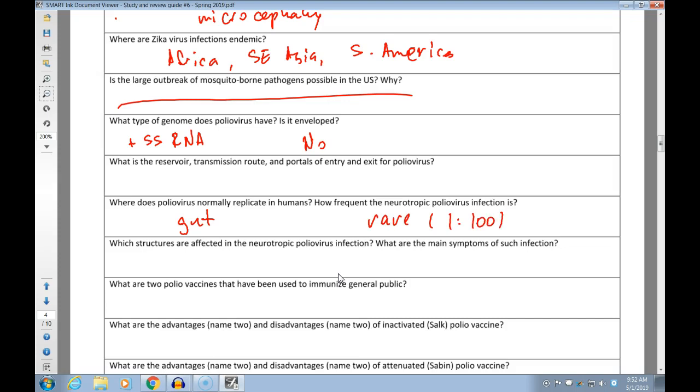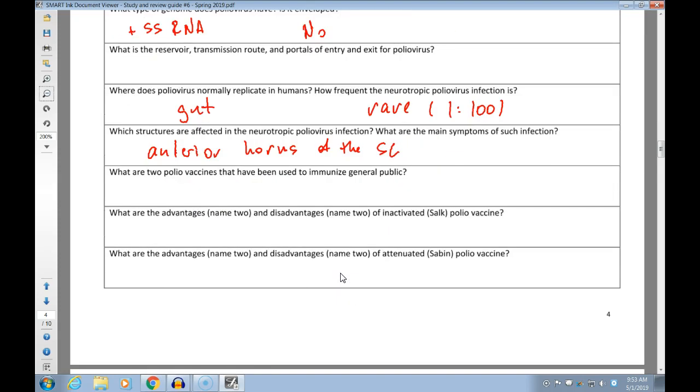Neurotropic poliovirus infection affects anterior horns of the spinal cord. Symptoms: paralysis, flaccid paralysis. 2 poliovirus vaccines. What you need to know is inactivated, that is Salk, and attenuated, Sabin.